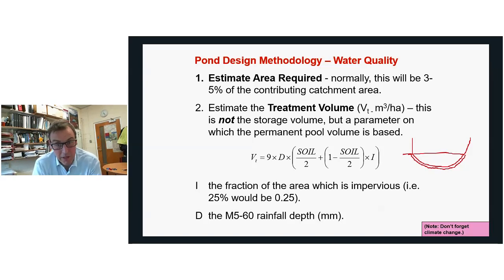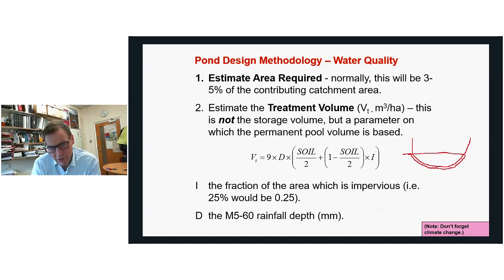But there is a minimum size you shouldn't go below, and that's called the treatment volume, and the calculation here is to estimate the treatment volume. Now this equation is full of parameters we've seen already. So we've got D, which is the M5-60 rainfall depth, S, our soil classification index, and I is the fraction of area which is impervious.